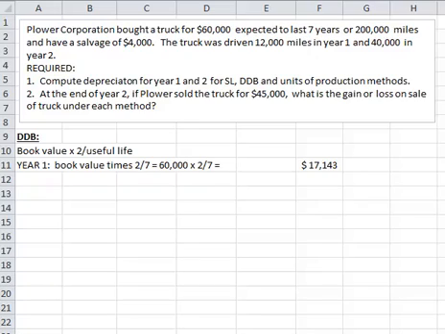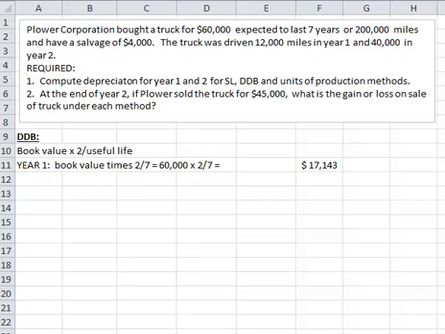For year 1, book value would be $60,000 because it's book value at the beginning of the year, and in year 1 there is no accumulated depreciation yet because we haven't booked any depreciation expense. But at the end of year 1, when you book the first year of depreciation expense, this is the calculation. So book value, which would be $60,000 minus 0, so that's $60,000 times 2 over the useful life. Our useful life is 7 years. So that's $60,000 times 2 divided by 7, and we get the $17,143.